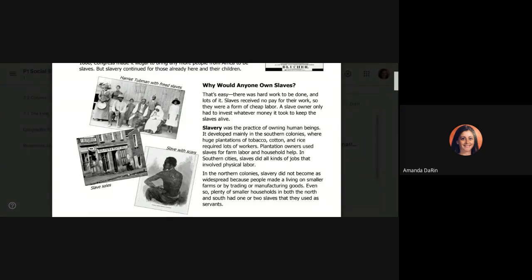It developed mainly in the southern colonies, where huge plantations of tobacco, cotton, and rice required lots of workers. Plantation owners used slaves for farm labor and household help. In southern cities, slaves did all kinds of jobs that involved physical labor. In the northern colonies, slavery did not become as widespread because people made a living on smaller farms or by trading or manufacturing goods. Even so, plenty of smaller households in both the North and South had one or two slaves that they used as servants.